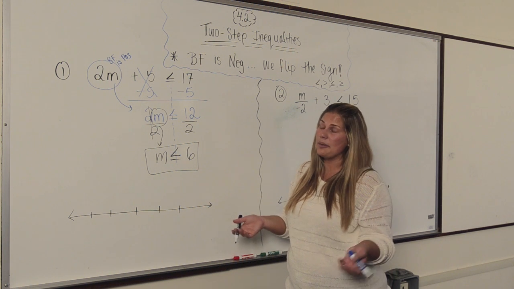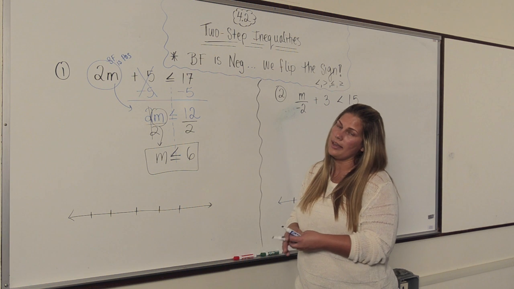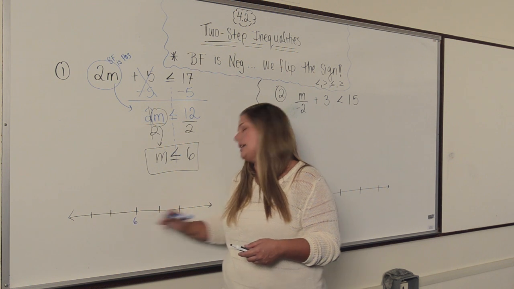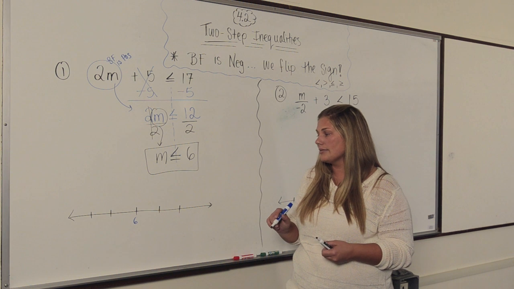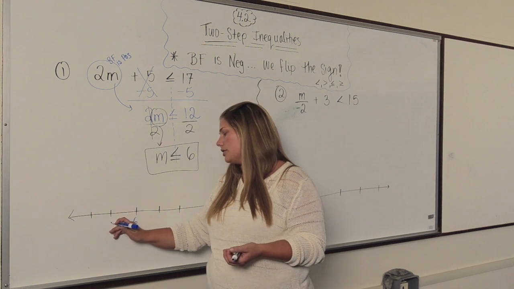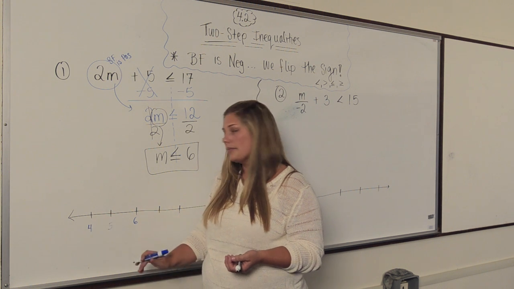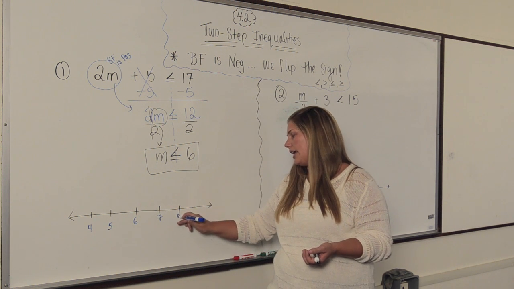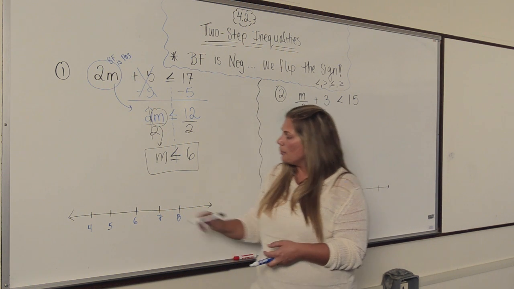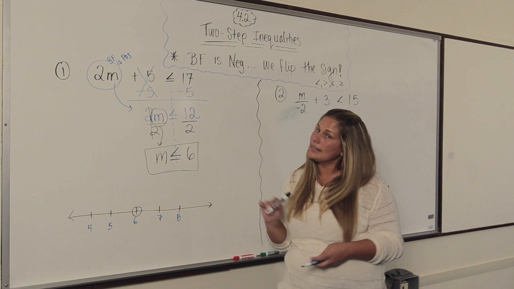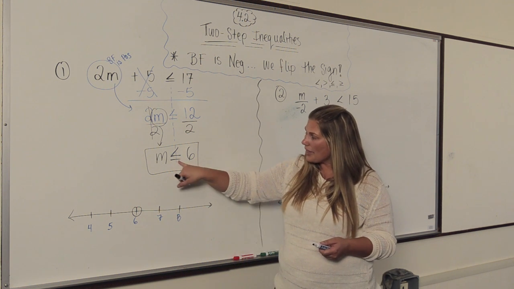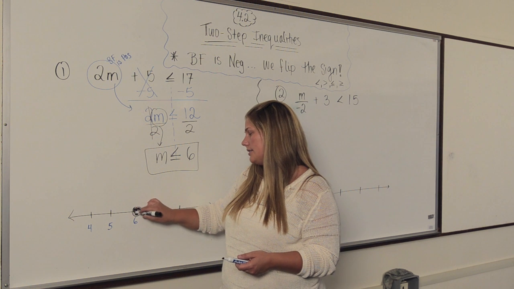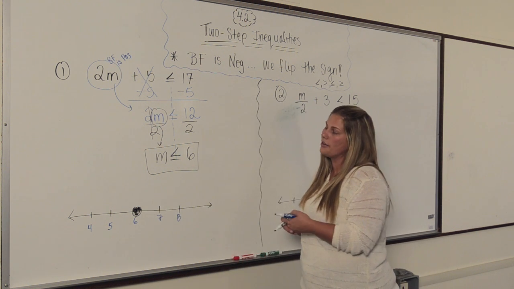Now graphing two-step inequalities is exactly the same thing as graphing one-step. So in my answer, I have a 6, which means on my number line I need that 6. To the left is where numbers are getting smaller, so I have 5 and 4. So I have 4, 5, 6, 7, 8. We put a circle on that 6 because that's the number that's in our answer. And remember, that line underneath means that it can equal 6. So we color in that 6 because 6 is included in our answer.